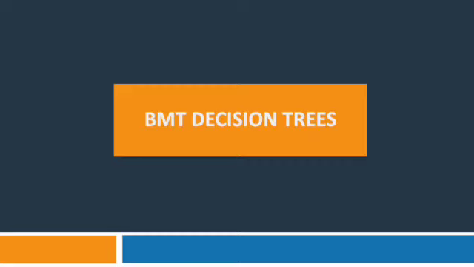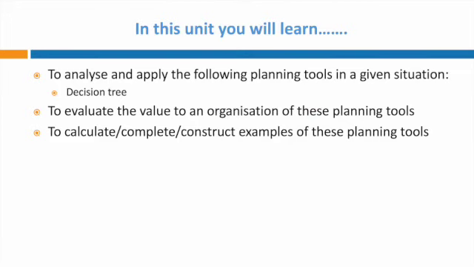Today we're going to have a look at another chapter. It's from the Business Management Toolkit unit, and it's going to be about the tool called Decision Trees. Okay, let's get started. So in this unit, we're going to look at the planning tool Decision Tree and try to see how we can use it in a given situation.